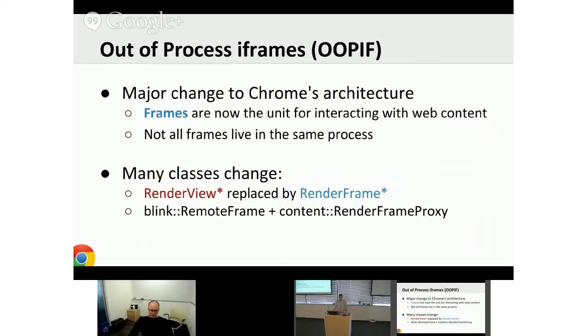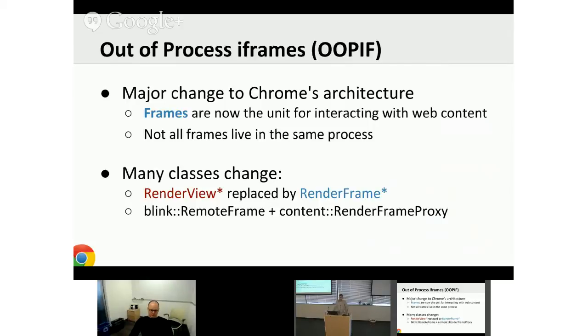So the biggest piece for this has been building support for out-of-process iframes. As I mentioned, it's a major change to the architecture. Before, most features in Chrome that need to interact with web content in some way would do it at the page level, with classes like RenderViewHost or Page in Blink. And now it needs to be done at the frame level. This is because not all frames will live in the same process. We should be doing it as we talk to renderer processes. As a result, many classes in Chrome will end up changing.